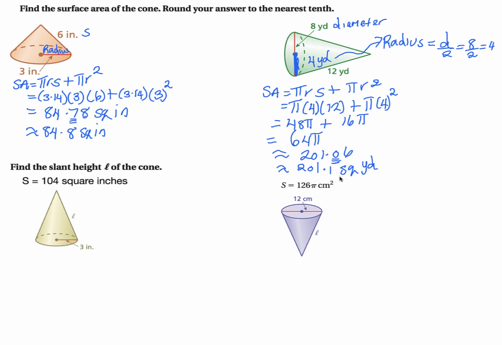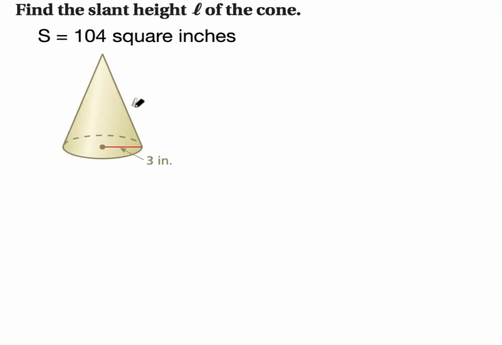Now on the GED exam, they can ask you to find surface area, and then they can ask you to find the slanted height, meaning that they'll give you the surface area and they'll give you the radius and ask you to find the slanted height. And that's what we're going to do in these last two problems here. So my surface area is 104 square inches. My radius is 3, but I have to find L, which is my slanted height.